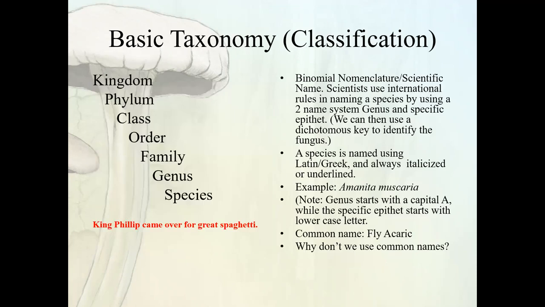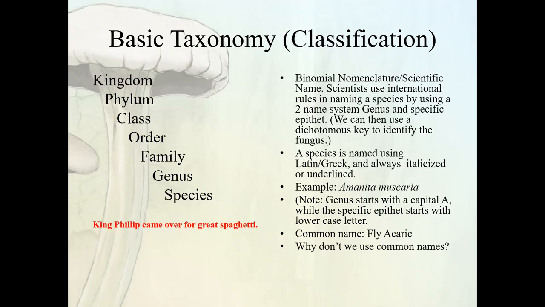Okay, a little bit on basic taxonomy, or the science of classification. Like all organisms, they are placed in kingdoms, phyla, orders, families, genus, species. And the species name, the scientific name, is what we call binomial nomenclature, a two-part name. The way I taught my students to remember this order is King Philip Came Over For Good Spaghetti. And you guys might have another mnemonic if you were in biology.